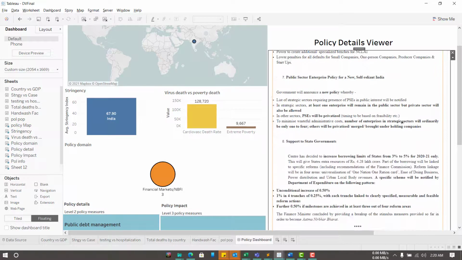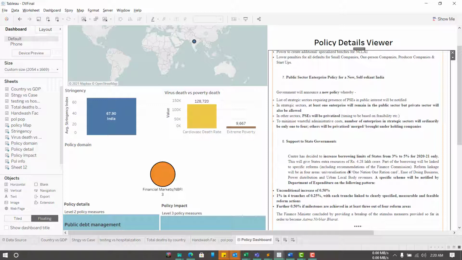And furthermore, we can see more information right here which talks in more detail. So yeah, we can just go here, and here it says to support the state governments, and here they have said that this will give states extra resources up to 4.28 lakh crores, and more information on that. So this is the kind of dashboard.